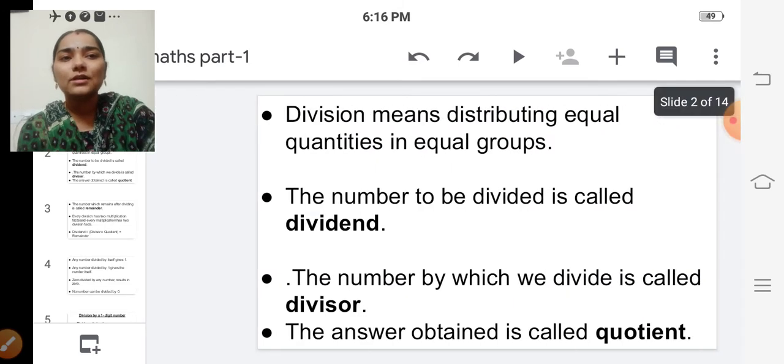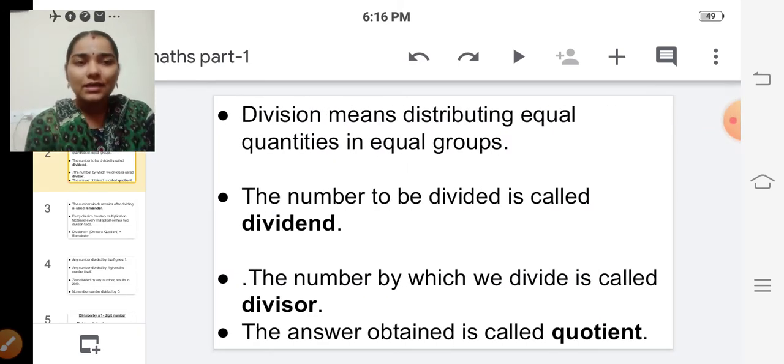What is division? Division means distributing equal quantities in equal groups. What is multiplication? Multiplication is nothing but repeated addition of similar groups of things. What is division? Division means distributing equal quantities in equal groups.